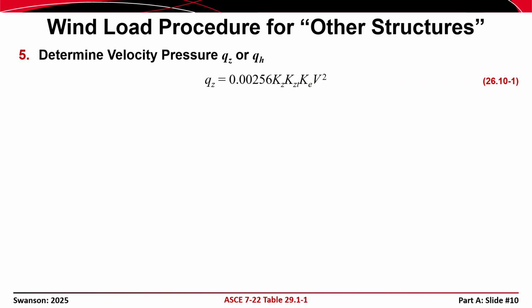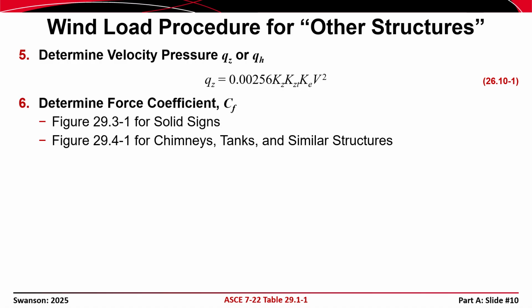The fifth step is to calculate the velocity pressure based on the wind speed and other coefficients. The velocity pressure represents the dynamic pressure exerted by the wind before it hits a specific surface, and it can be thought of as the raw power of the wind at a specific height z above the ground.